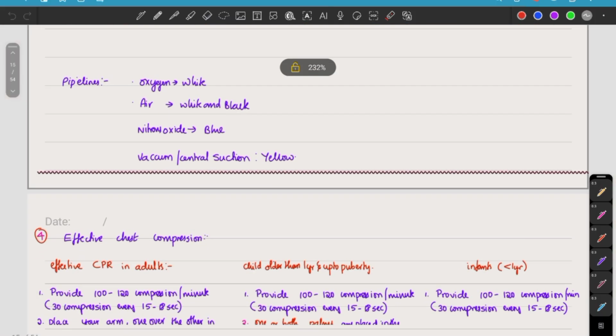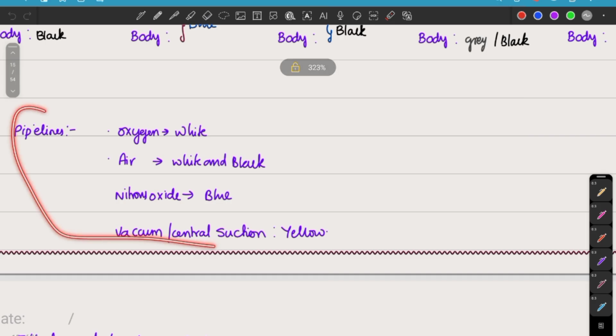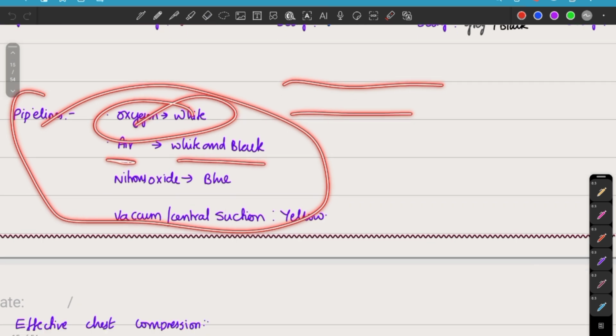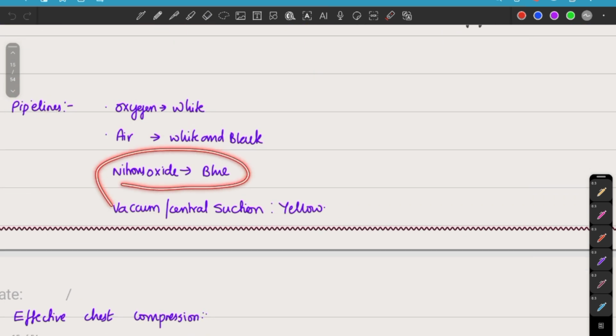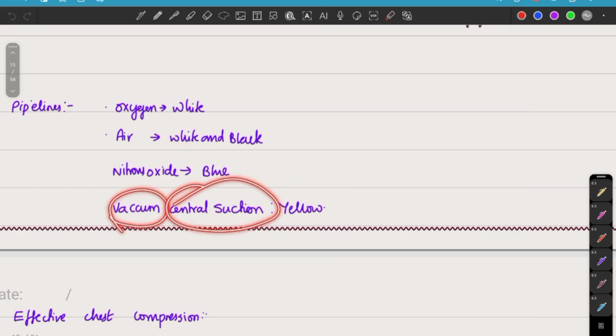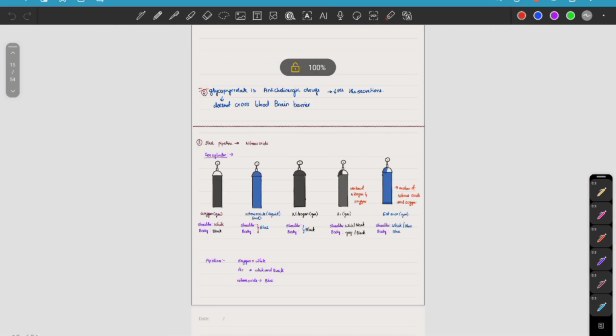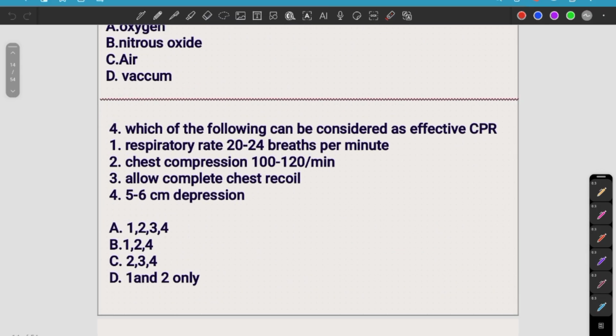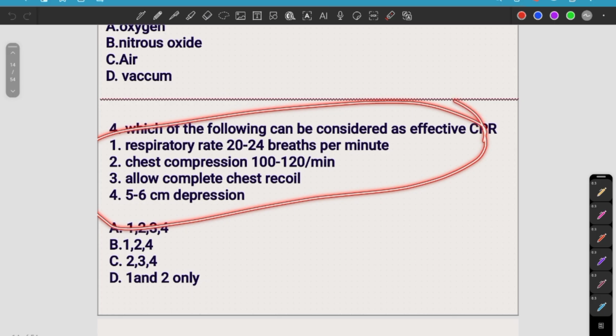These are some of the pipelines you can see in the hospitals. White is the oxygen pipeline, whereas air will have white and black. Nitrous oxide is the blue pipeline, whereas the yellow pipeline is for vacuum or central suction. Okay, third question done.